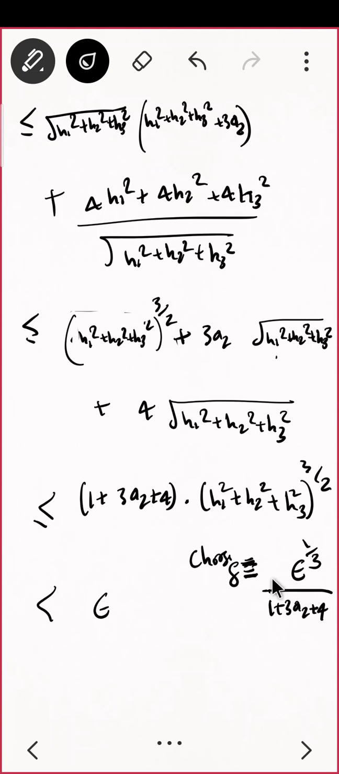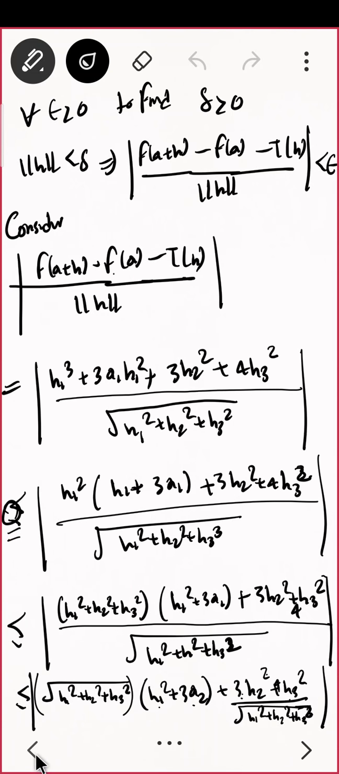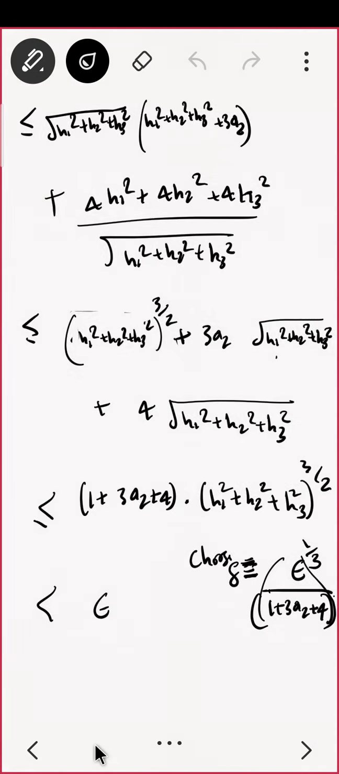And this should be greater than 3 by 2, again 2 by 3, again 1 by 3, so the whole raised to 1 by 3 actually. This will work. Just check whether this is less than epsilon. If it is, then we are done. And what is the transformation? See, actually the issue was here.